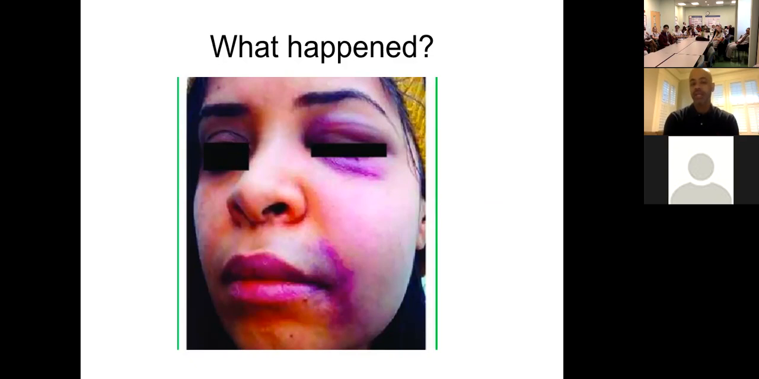Everyone can see this picture here. Can anybody tell me what happened here? Yep, irrigation, right, exactly. Somebody was just being a little bit too aggressive with the irrigation.